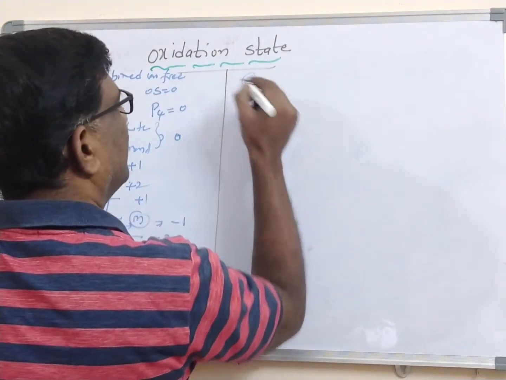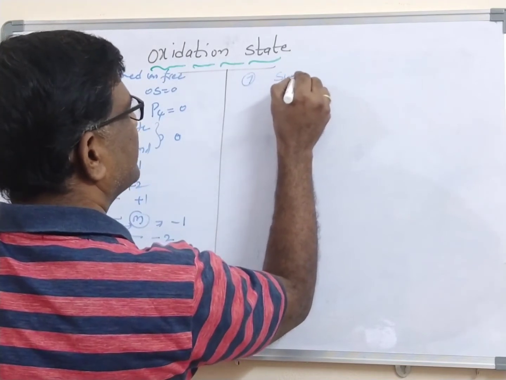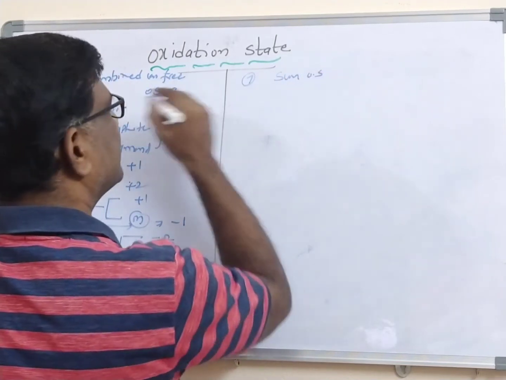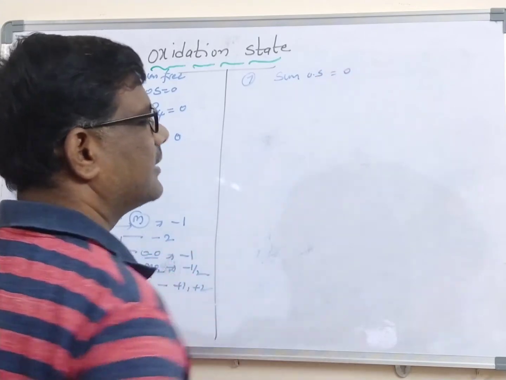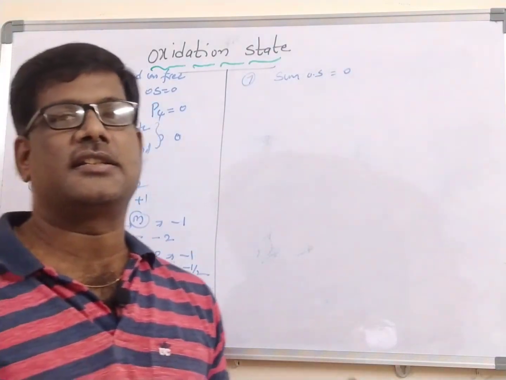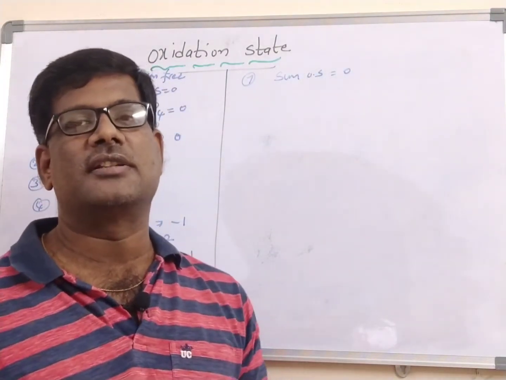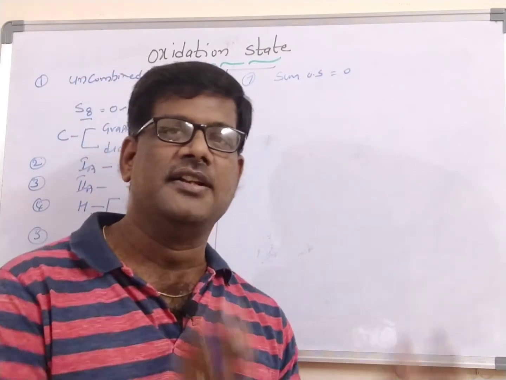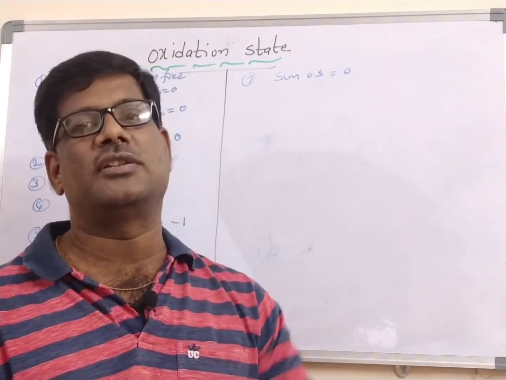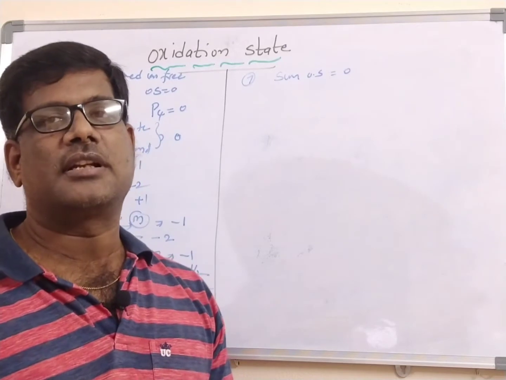Number 7, the sum of the oxidation states of the elements is equal to 0. The sum of the oxidation states in a given neutral molecule, of the different atoms, is equal to 0, particularly in the case of a neutral molecule.